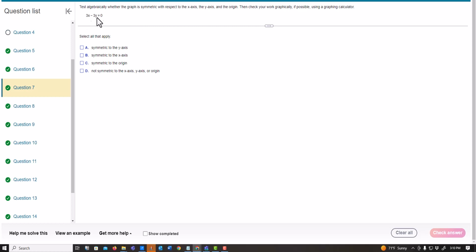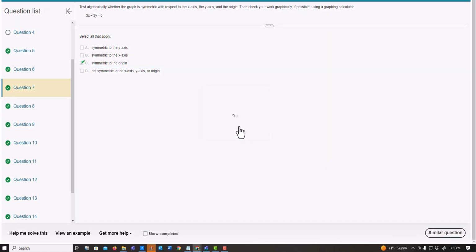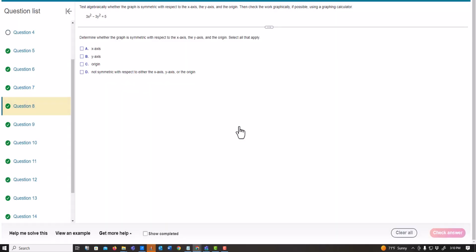And then just kind of running through these, I can see here if I solve this for y, so solving this for y, I would get -3y equals -3x. I divide both sides by -3, and I get basically y equals x, so it does actually go through the origin. Remember, whenever you have a line, it is going to be symmetric with the origin if it goes through the origin.